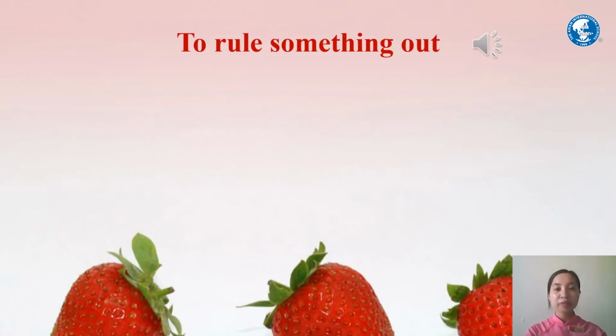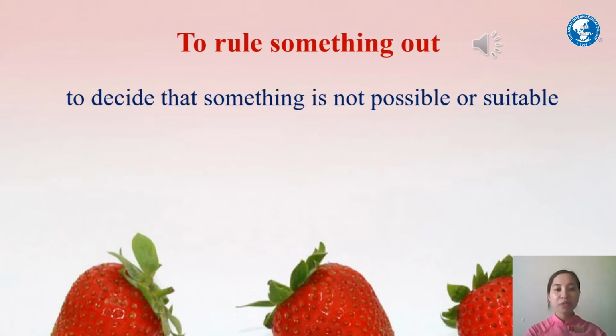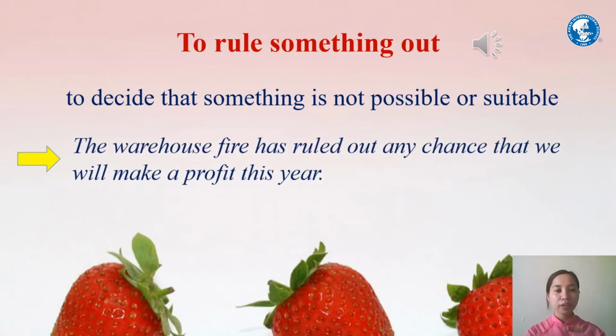To rule something out. When someone rules something out, it means he decides that something isn't possible or suitable. Repeat after me. To rule something out. Again, to rule something out. Here is one example for you. The warehouse fire has ruled out any chance that we will make a profit this year.